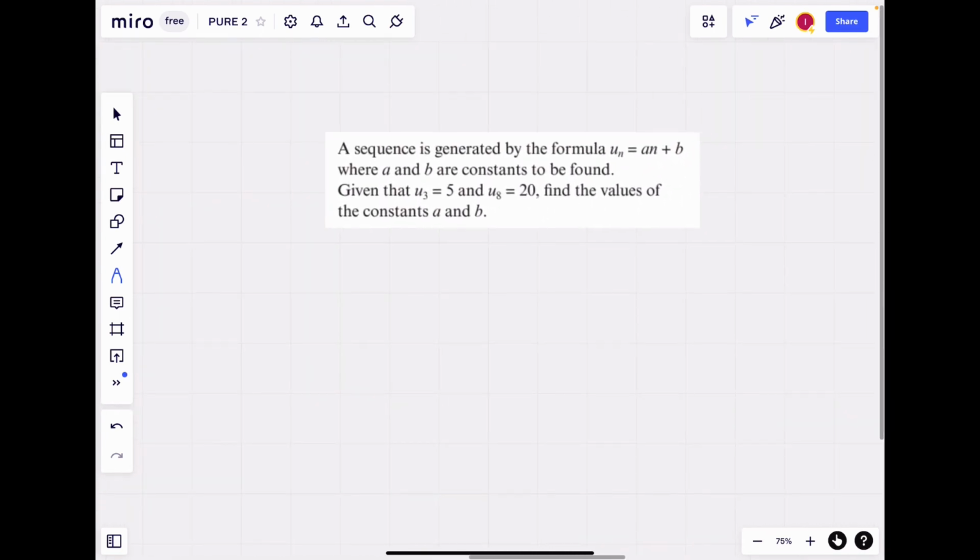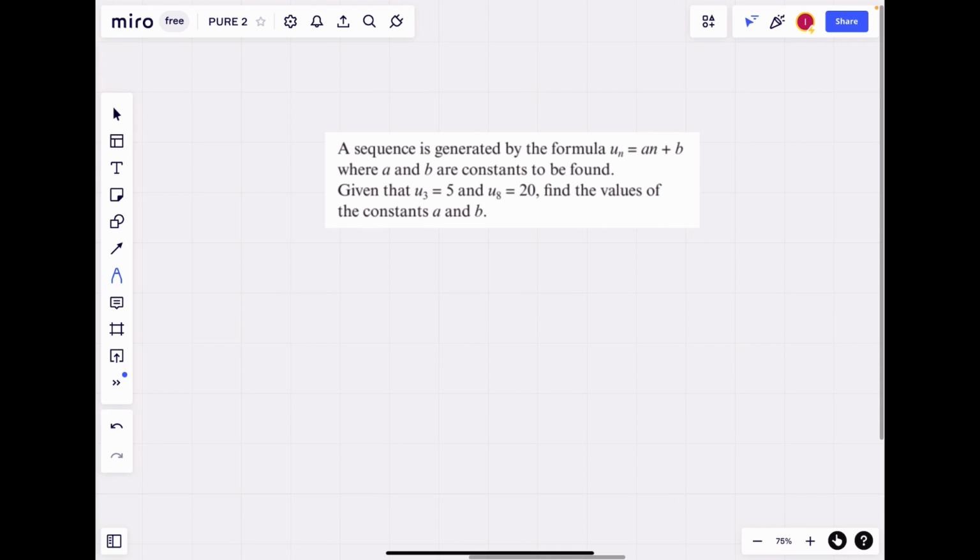Here is an application type of question. It says a sequence is generated by the formula an plus b, where a and b are constants to be found. Given that u3 equals 5 and u8 equals 20, find the values of the constants a and b.